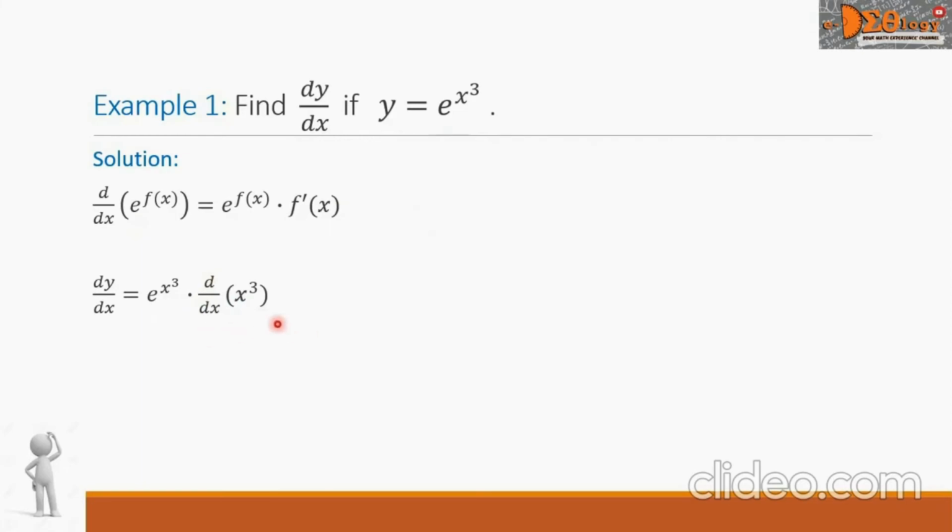Simplifying the derivative here, we have 3x squared. Rewriting the derivative in such a way that the constant is in front. So our final answer is 3x squared e raised to x cubed.